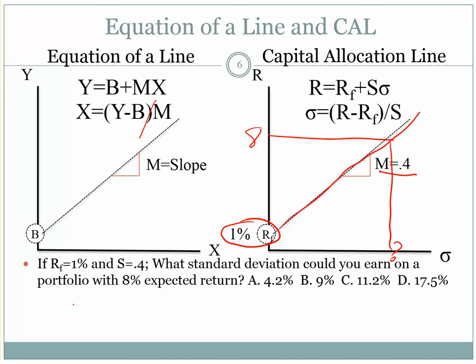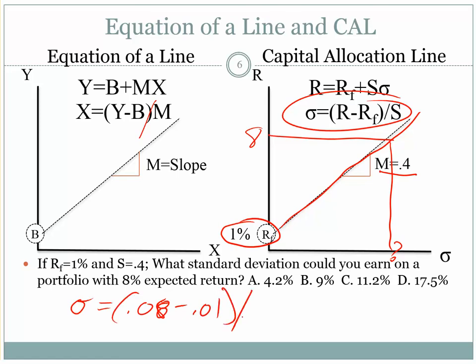Well, I can use my formula and say that the standard deviation of that portfolio is going to be my 8% minus 1% divided by the Sharpe ratio of 0.4. That'll give me 17.5%.